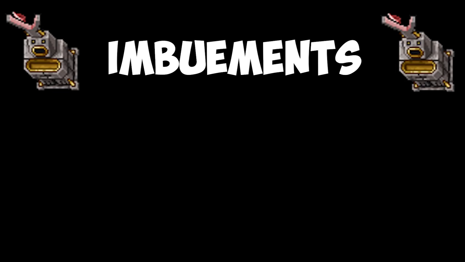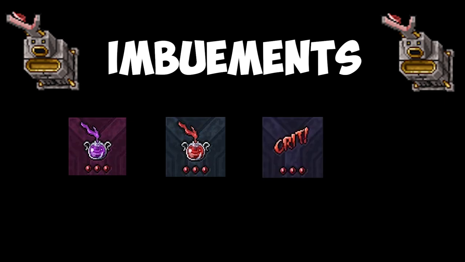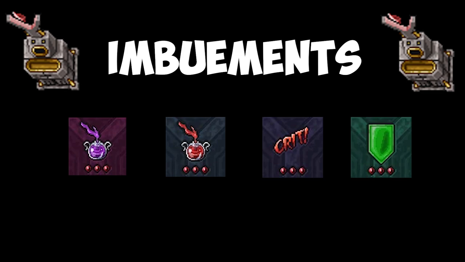For the imbuements, you should use 2x mana leech, 1 or 2x life leech and 1x critical. Depending on the amount of life leech, you could use earth protection on your armor.